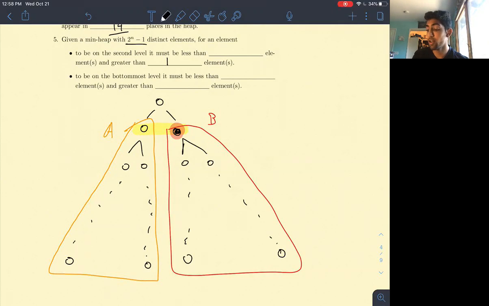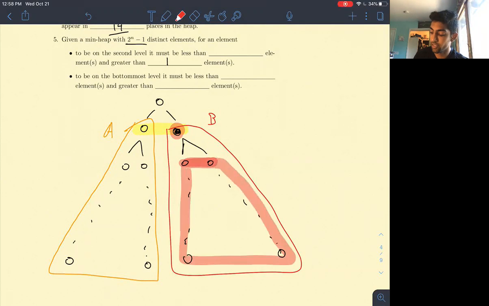We know it must be less than its children. We can say it's less than these two elements, and continuing off this logic, we can say that it's less than everything in this subtree. So the next question that arises is how many elements are in this subtree? What is the total number of elements that are here?